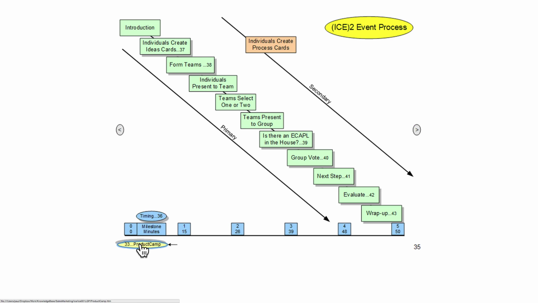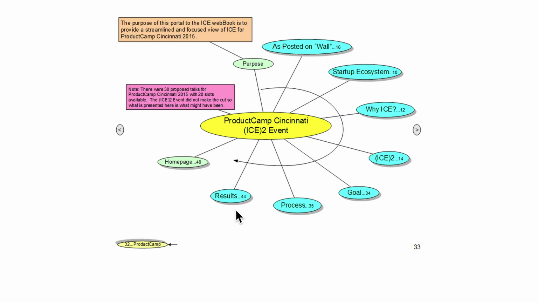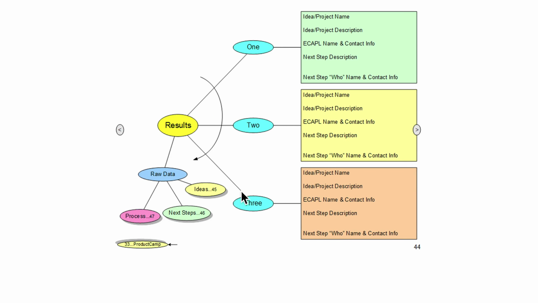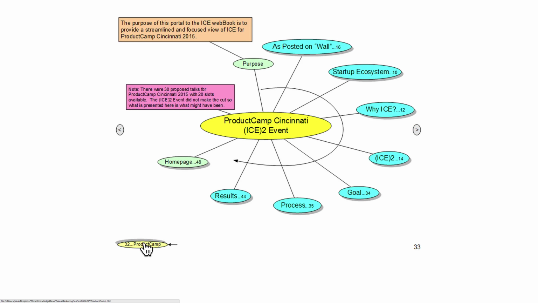After the session is over, sometime after that, we'll be posting the results of where we came out with there, the three move-forward ideas for reaching our goal. They will be posted here on the ProductCamp Cincinnati ICE Squared website.